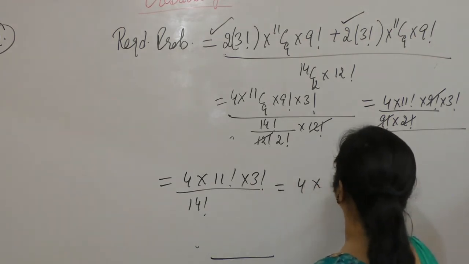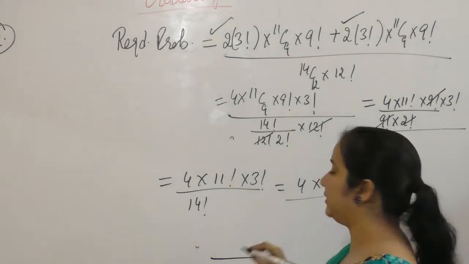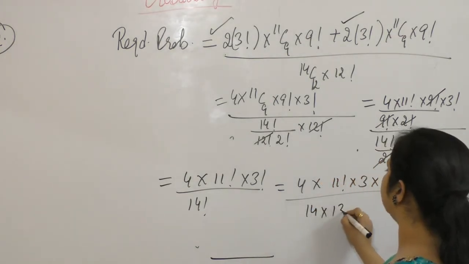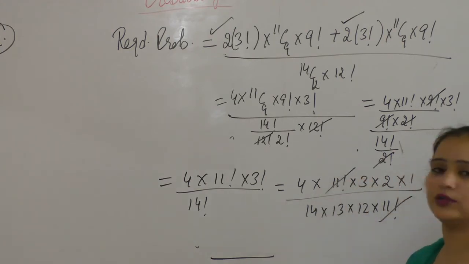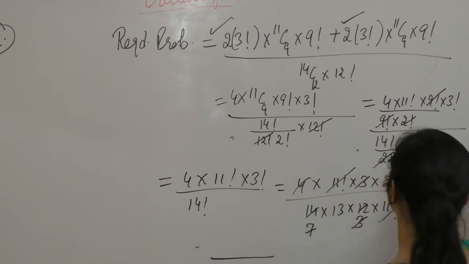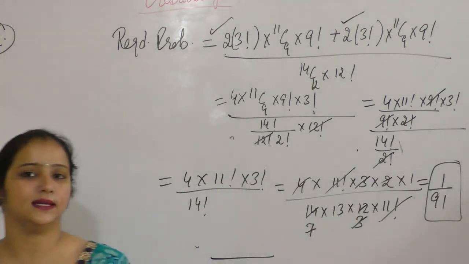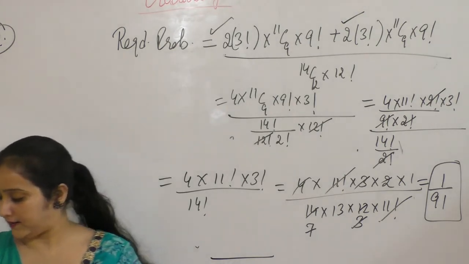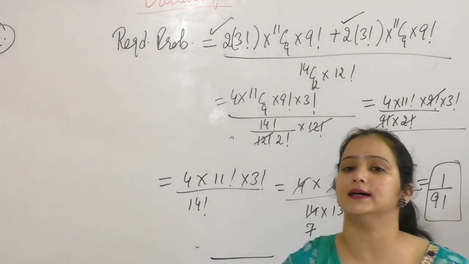4 into 11 factorial, 3 factorial is 3 into 2 into 1, and 14 factorial is 14, 13, 12 into 11 factorial. 11 factorial will get cancelled here. 4 into 3 is 12, so 3 will get cancelled. 2 into 7 is 14. So 13 into 7 is 91. So the answer is 1 upon 91. So what we have done in this question: we have 12 students, 3 girls and 9 boys, and we have to seat them.